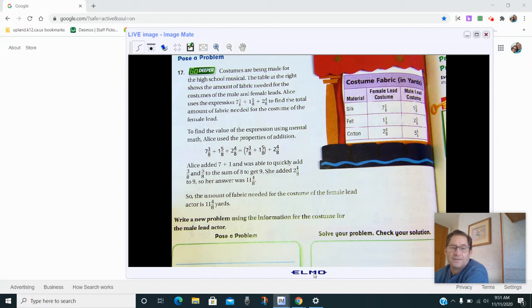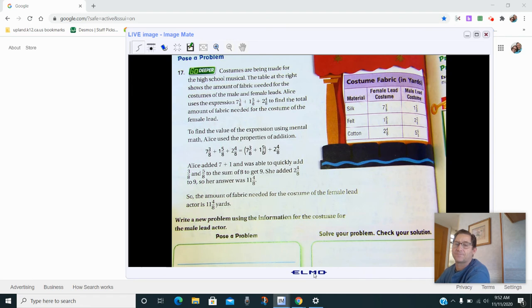All right, so Alice added 7 and 1 and was able to quickly add 3/8 and 5/8 to the sum of 8 to get 9. That's true. She added 2 and 4/8 to 9, so her answer was 11 and 4/8. So the amount of fabric needed for the costume of the female lead actor is 11 and 4/8 yards. Write a new problem using the information for the costume for the male lead actor.